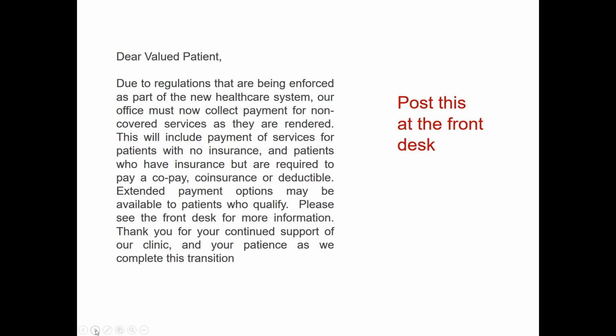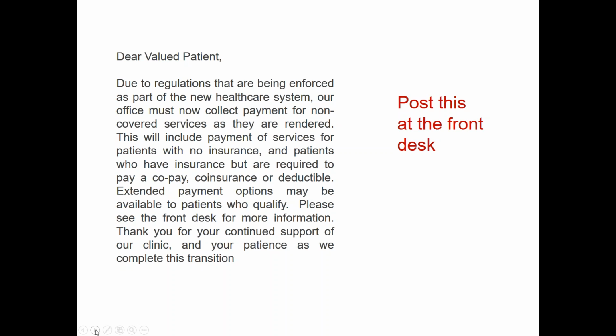So if your front desk person is or your clinic policy is wanting to turn it around and do better at patient collections, this would be a letter that you could put up at the front desk. And basically, I always say blame it on Obamacare. Due to regulations that are being enforced as part of the new healthcare system, our office must now collect payment for non-covered services as they're rendered.